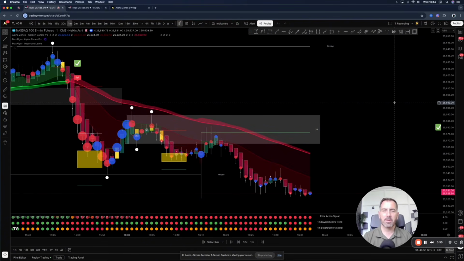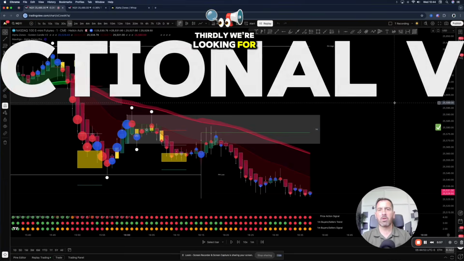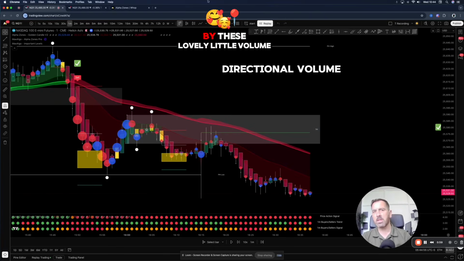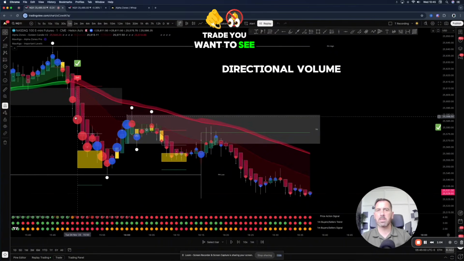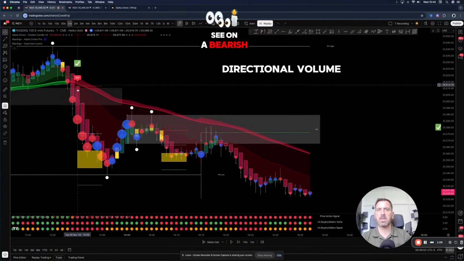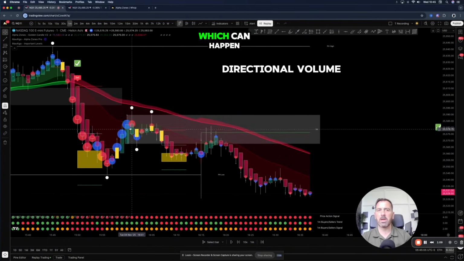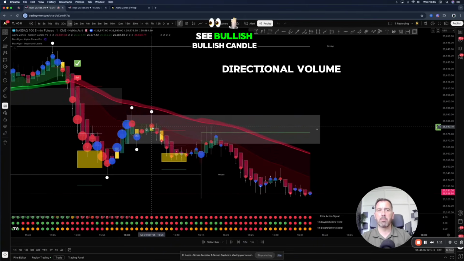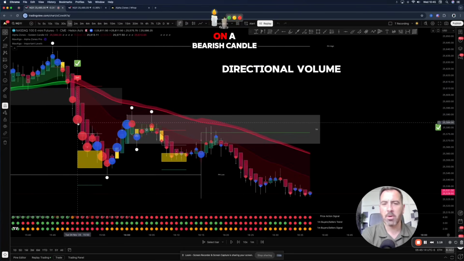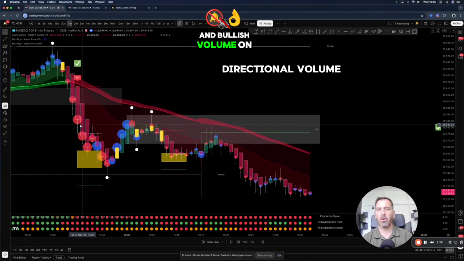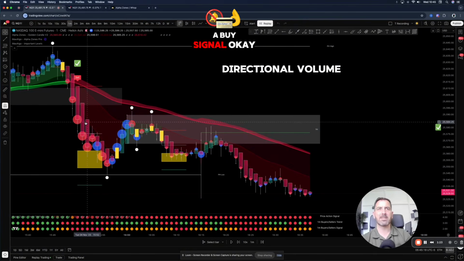For a bullish trade, we're looking for a green trend wave, and for a bearish trade, we're looking for a red trend wave. Thirdly, we're looking for directional volume, and we have this by these lovely little volume bubbles here. For a bearish trade, you want to see bearish volume. You don't want to see on a bearish candle this bullish volume here, which can happen. See, bullish candle, bearish volume. So they can be in the opposite direction. So you need bearish volume on a bearish candle for a sell signal, and bullish volume on a bullish candle for a buy signal.